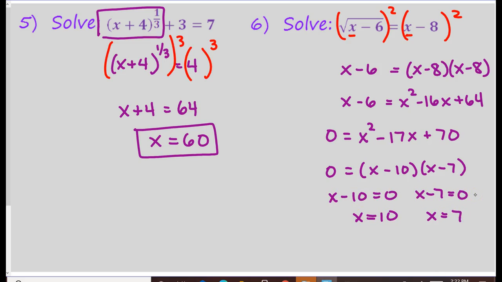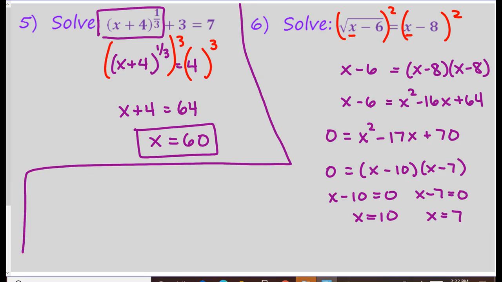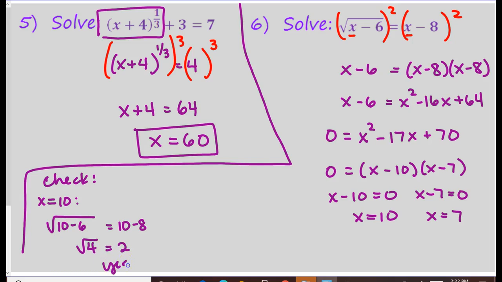Okay, remember, now we need to go back and see if both of these answers actually work. So I'm going to make use of this extra space over here and do a check. Let's check x equals 10. So plug it into the original equation. Square root of 10 minus 6 equals 10 minus 8. Square root of 10 minus 6 would be the square root of 4, and the square root of 4 is 2. Let's check x equals 7. The square root of 7 minus 6 equals 7 minus 8. Square root of 1 is not negative 1.